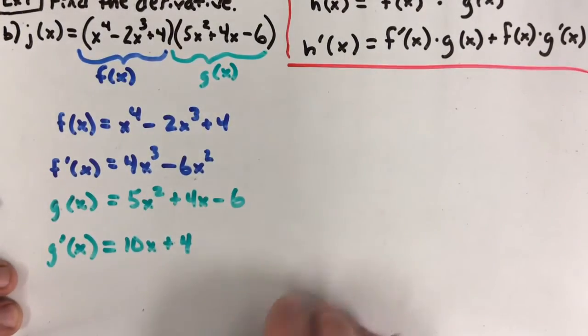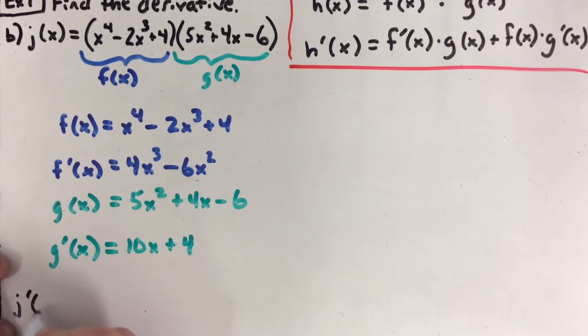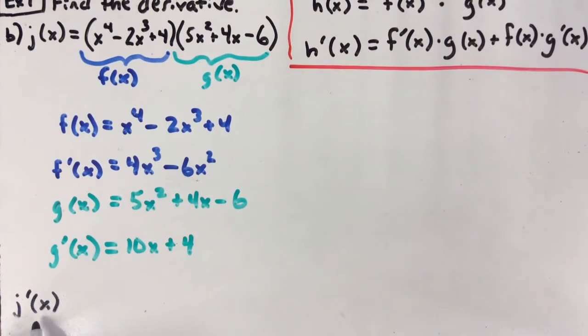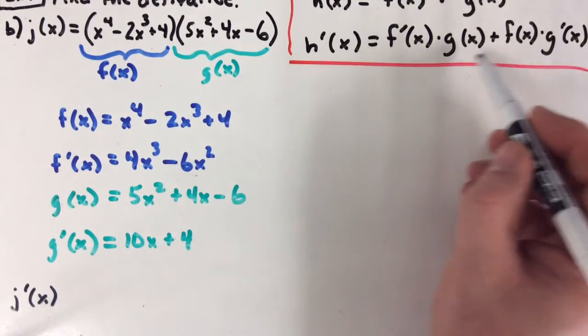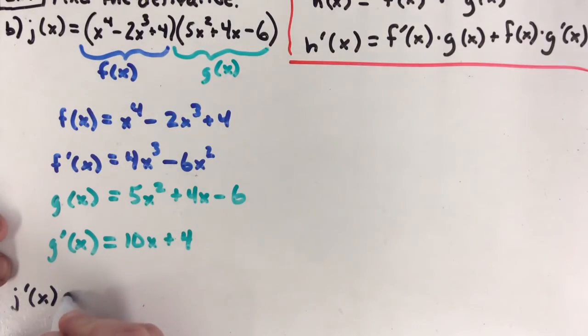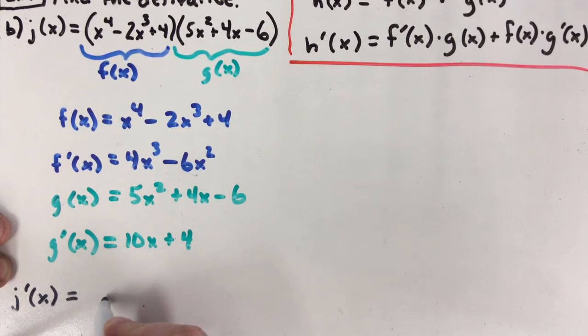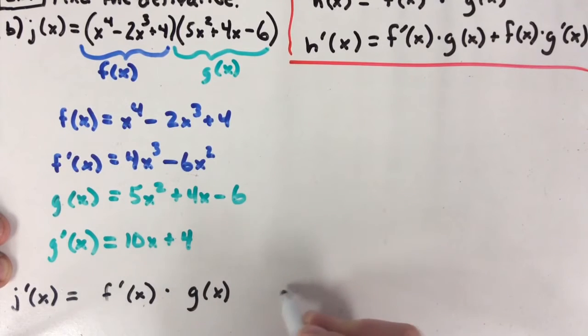So again, the original was j of x, so we're going to be calculating j prime of x. When you calculate j prime of x, we're going to be using that shortcut up there at the top. You will need to have that memorized, but if you remember what I did in the last video, there's just a pattern there that we can use.